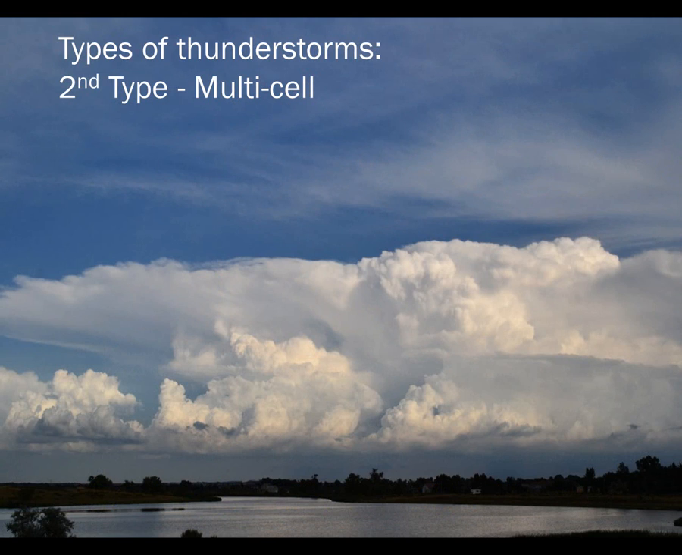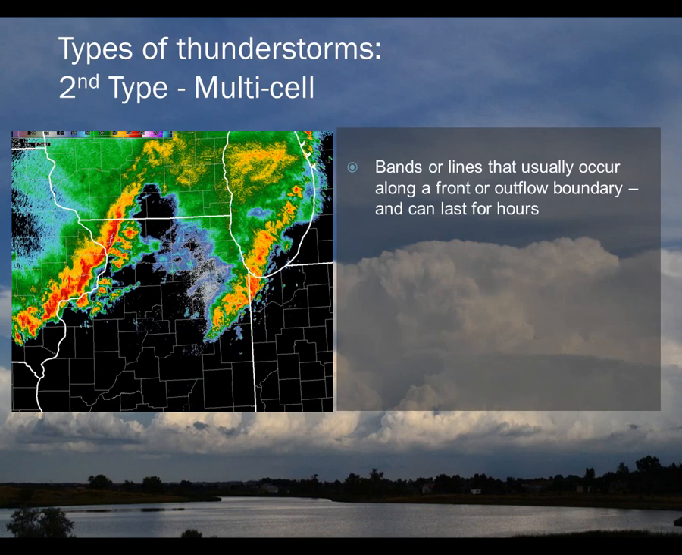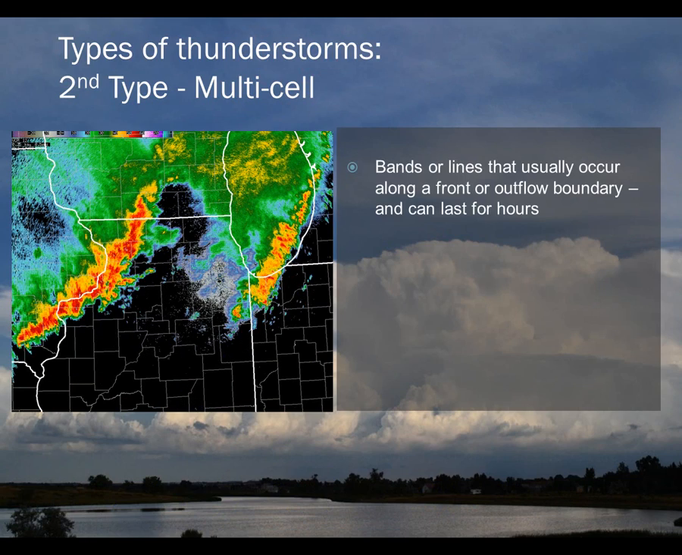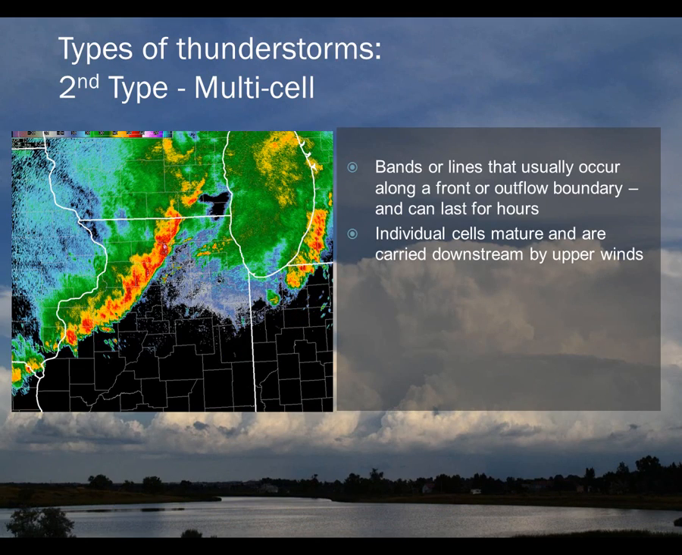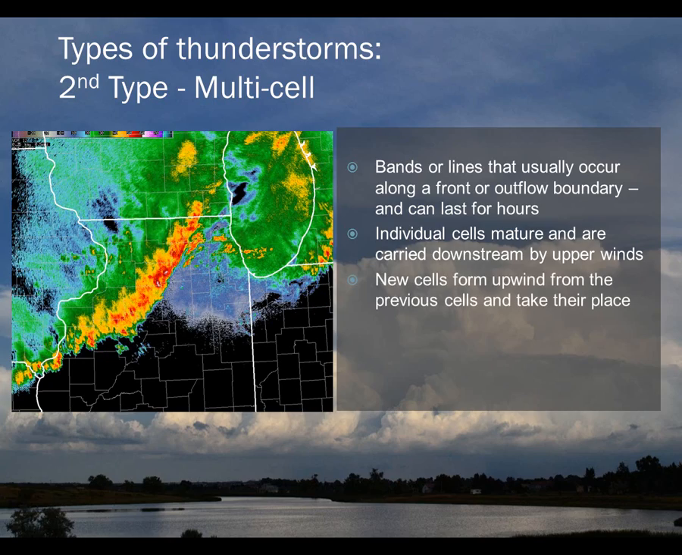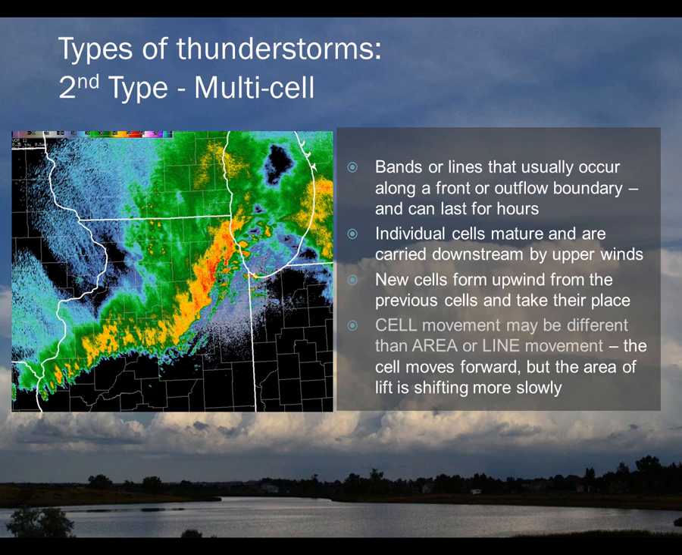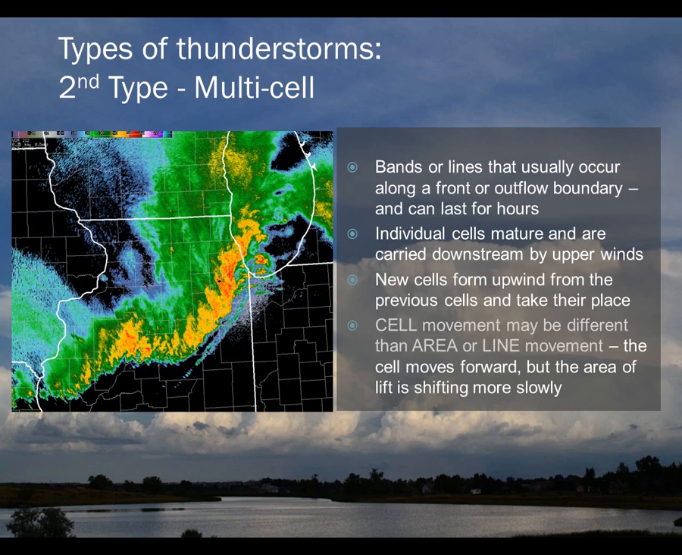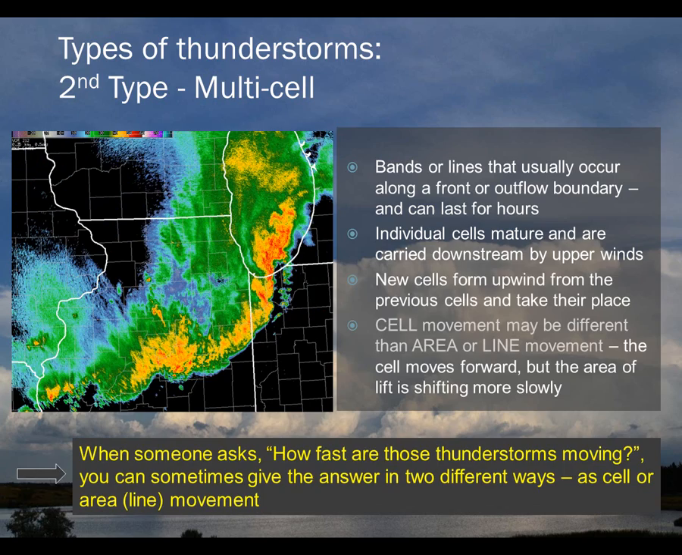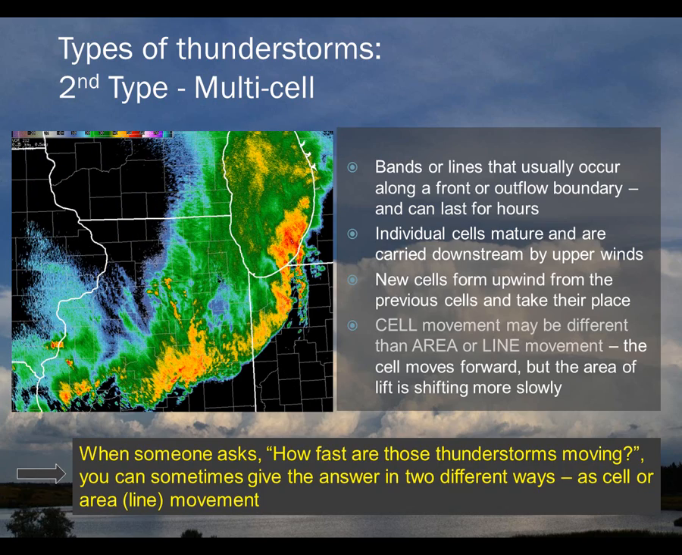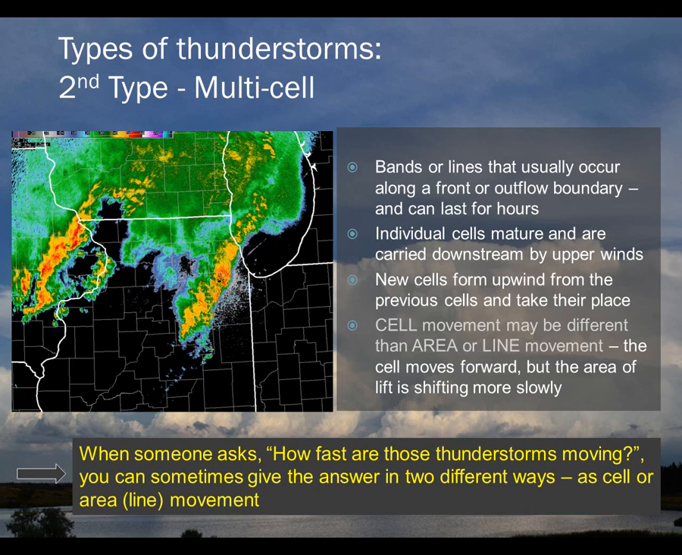The second type of thunderstorm is the multi-cell type of thunderstorm. These refer to the bands or lines that usually occur along a front or an outflow boundary and can last for hours. The individual cells mature and are carried downstream by upper winds. New cells form upwind from the previous cells and take their place. But the cell movement may actually be different than the area or line movement. The cell moves forward, but the area of lift is shifting more slowly. So when someone asks how fast are those thunderstorms moving, you can sometimes give the answer in two different ways: as cell or area or line movement.